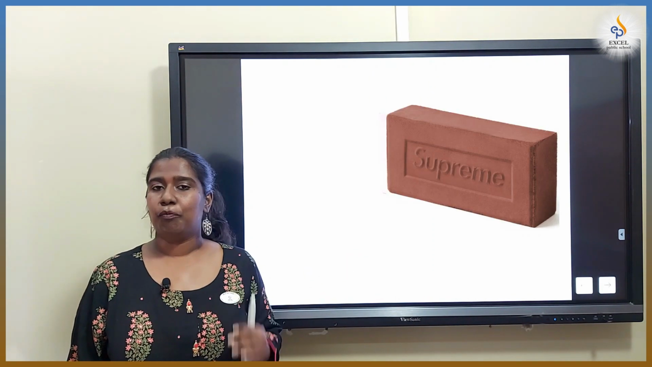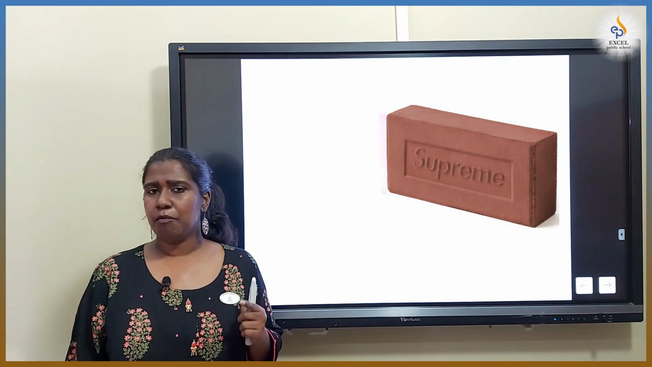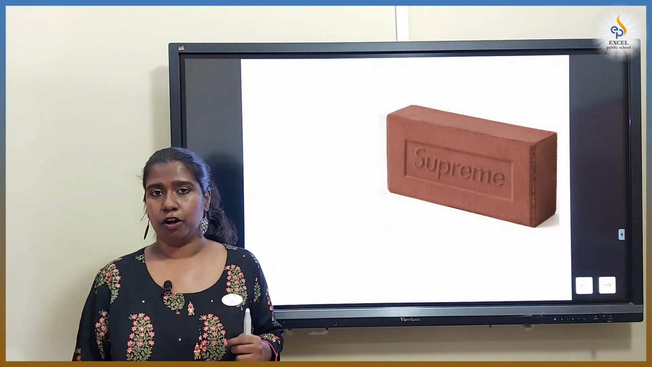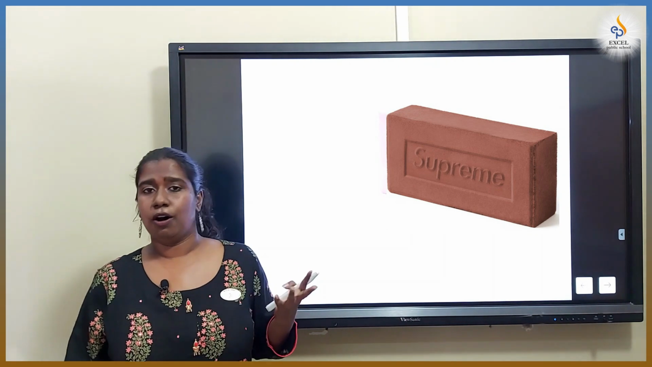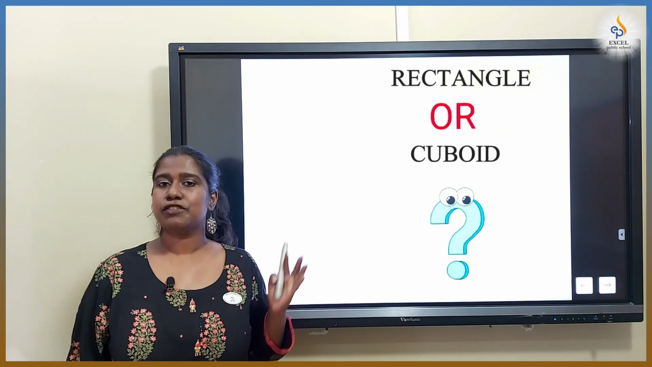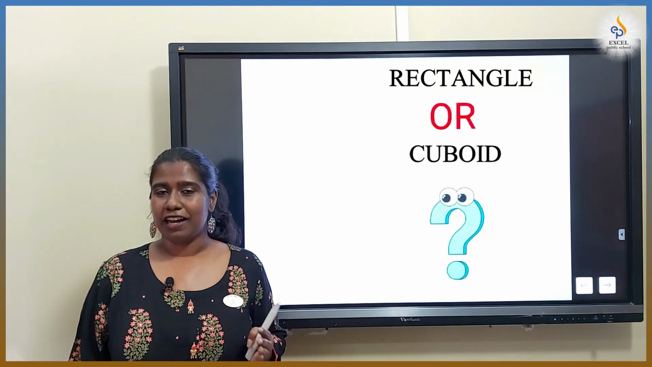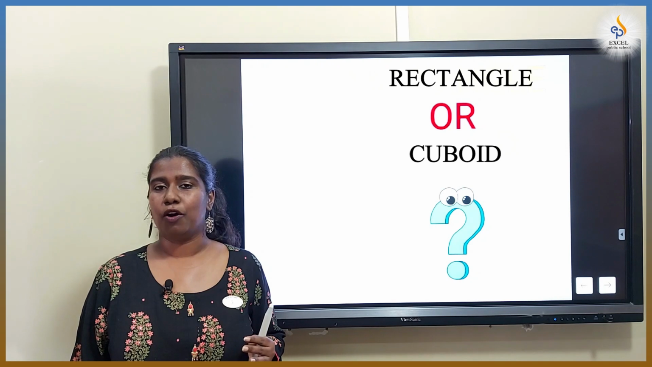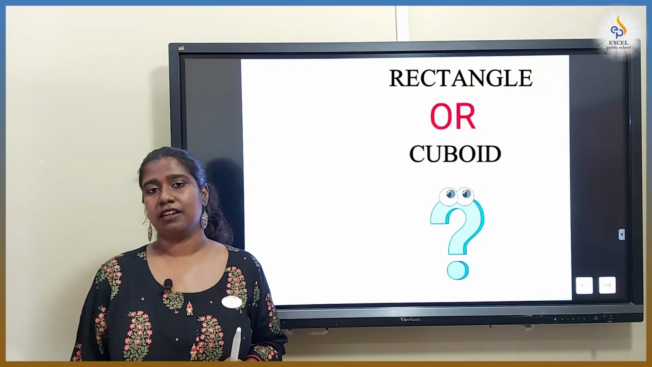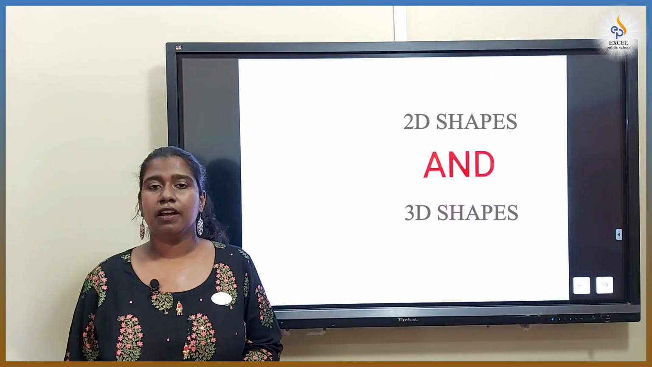Here is a picture of a brick. What is the shape of this brick? Some of you might say it's a rectangle and some of you might say it's a cuboid. Is it a rectangle or a cuboid? Before our eyes start rolling like this question mark, let's answer this question. But we need to understand about 2D shapes and 3D shapes to answer this question. So, shall we learn about 2D and 3D shapes?